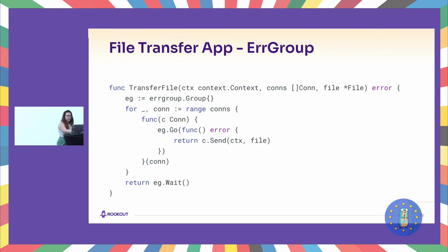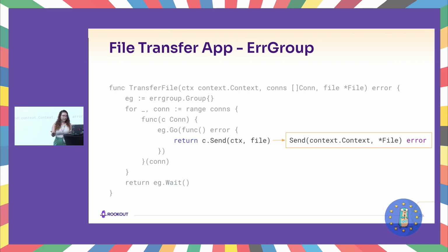So let's integrate that into our file transfer app. Instead of a wait group, we'll create an error group. Once again, we need that closure to capture the con variable. And then we can just call the send method and return the error returned from it. Now, when we call wait, we can return the error returned from wait to the caller of transfer file. So at this point, we have error propagation, which is already a big step. Like, we didn't have to use channels. We didn't have to use anything. Error group managed that for us.